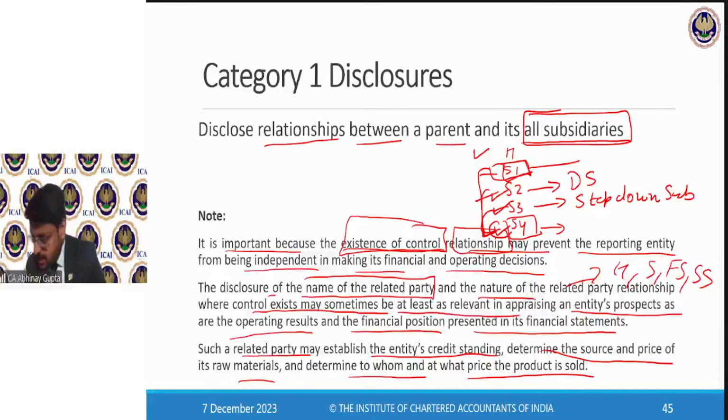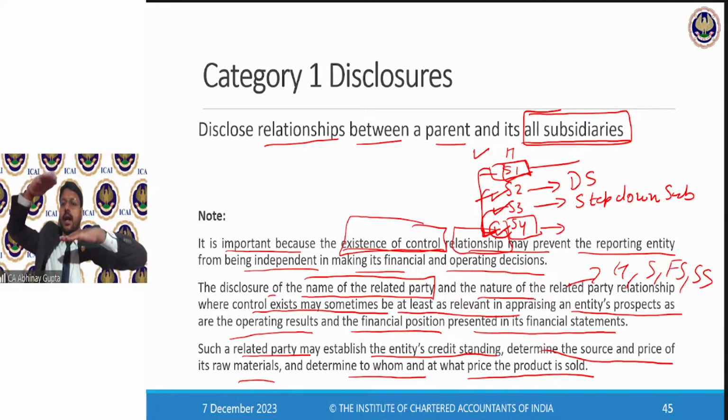Okay, so Kirti is asking, if S3 has another subsidiary S5, then S5 has to be disclosed in case of reporting entity for S4. Yes, so that's what I said now. So for category 1, suppose the reporting entity is this entity. So any entity above the reporting entity and any subsidiary, fellow subsidiary, or step down subsidiary of the reporting entity needs to be disclosed, right? So my subsidiaries, fellow subsidiaries, and step down subsidiaries anyway need to be disclosed, right?